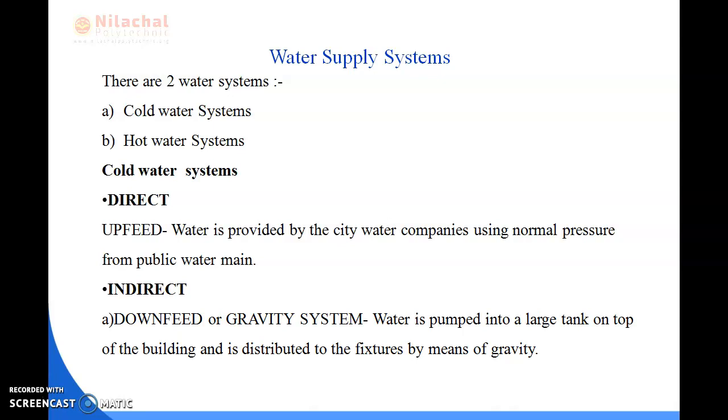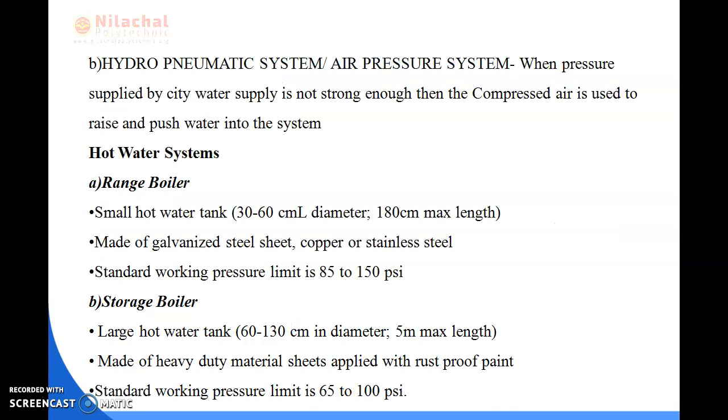So it is known as downfeed or gravity system. Next is hydropneumatic system or air pressure system. When the pressure applied by the city is not strong enough to supply the water, then compressed air is used to raise and push the water into the system.